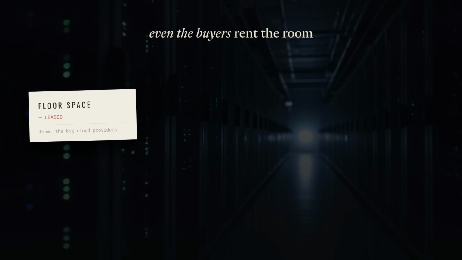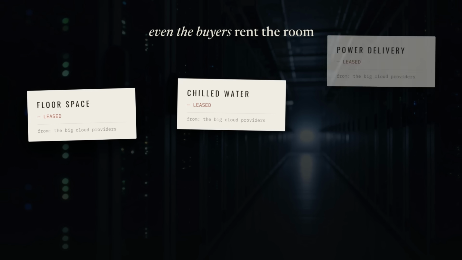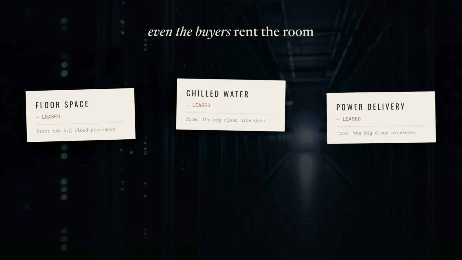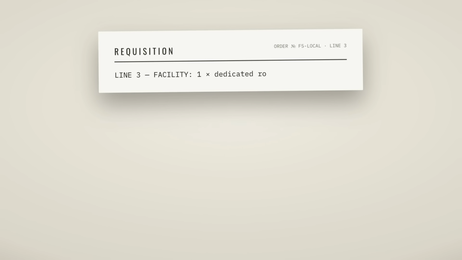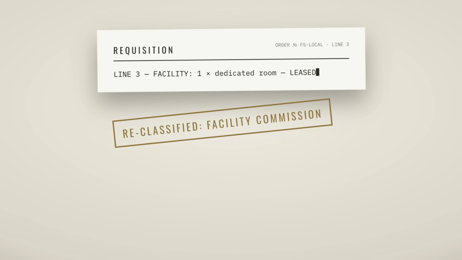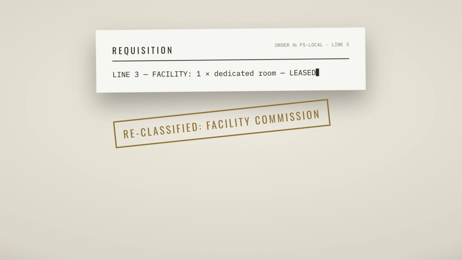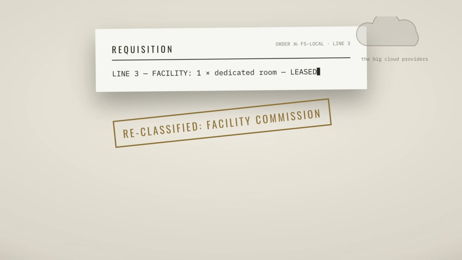They lease the floor space, the chilled water lines, and the power delivery from the big cloud providers. Which means the moment your hardware order gets big enough to require its own dedicated room, you lose the ability to actually host it yourself. The order crosses the line from buying a computer into commissioning a facility, which puts you right back to renting space from the exact same corporate giants you were trying to escape, just one layer down.